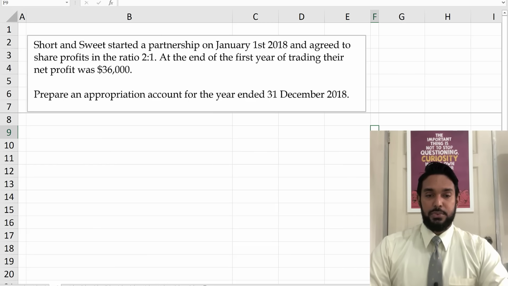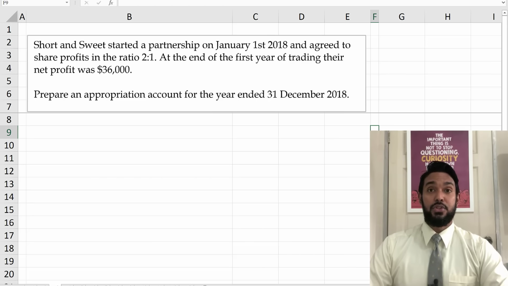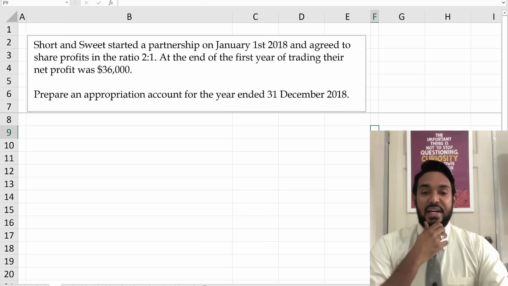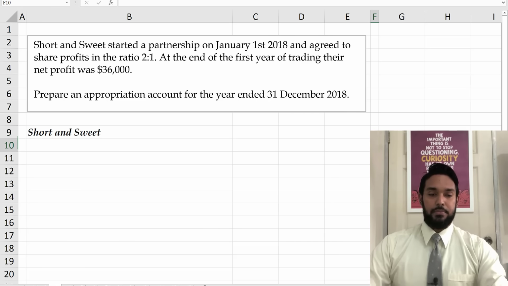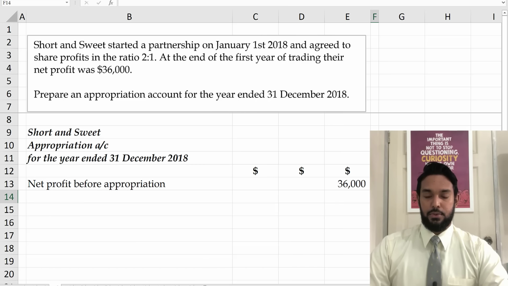Here we have Short and Sweet, which are like most of these initial examples. It's short and sweet. They started a partnership January 1st, 2018, agreed to share profits in a ratio 2 to 1. So now it's not a percentage, now it's an actual ratio like in maths, right? At the end of the first year of trading, their net profit was 36,000. Prepare an appropriation account. Okay, so let's head up. Short and Sweet. Appropriation account. Year ended 31st December 2018. $, net profit before appropriation 36,000.